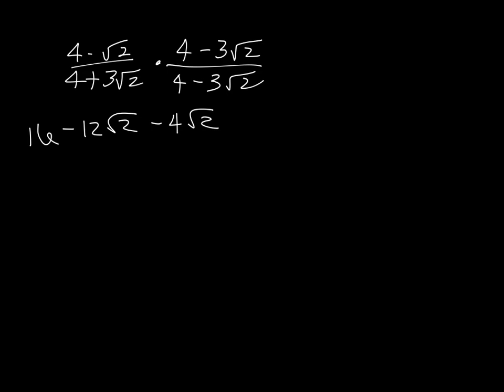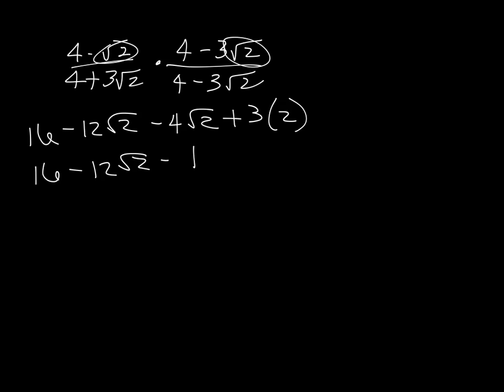And then the last, negative square root of 2 times negative 3 square root of 2 is going to be a positive, negative times a negative, 3 square root of 4, or 2. Okay, because we multiplied square root of 2 times square root of 2 and got square root of 4, which is 2. So now we have 16 minus 12 square root of 2 minus 4 square root of 2 plus 6. So 22 minus, so we got rid of those two.